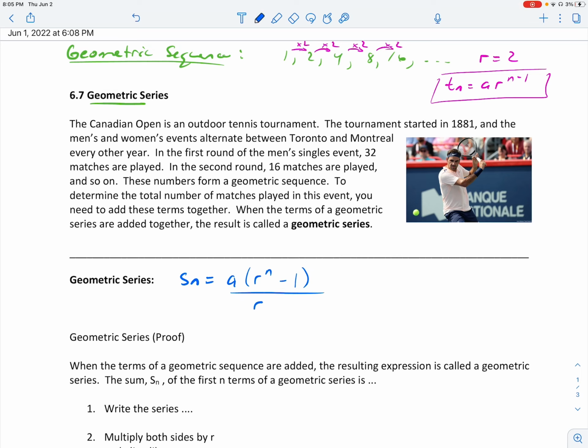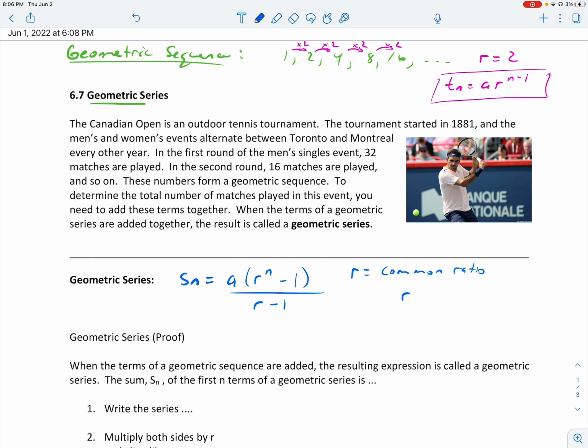Okay, so r is the common ratio. If you ever need to find the common ratio and you're not sure, just take a term and divide it by its previous term. That's the best way to find the common ratio.